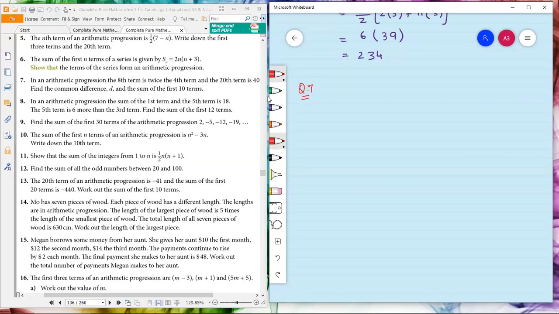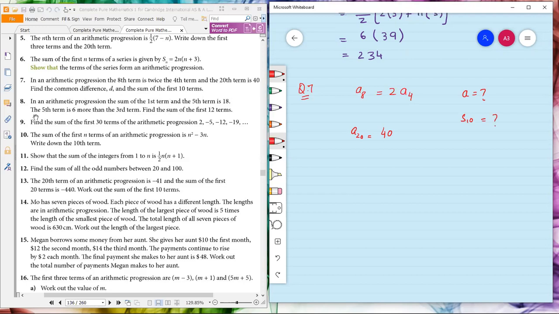Okay. In an arithmetic progression, the 8th term is twice the fourth term. It means the 8th term is twice a4. And the 20th term is 40. Find the common difference d and the sum of the first n terms. The 20th term means a20 is equal to 40, and you have to find a and d and the sum of the first n terms.